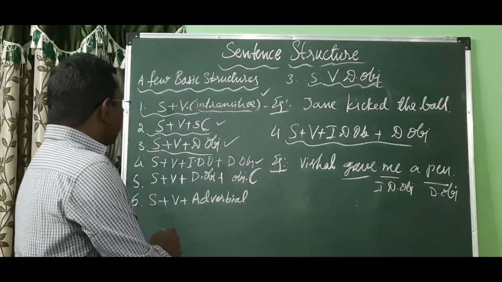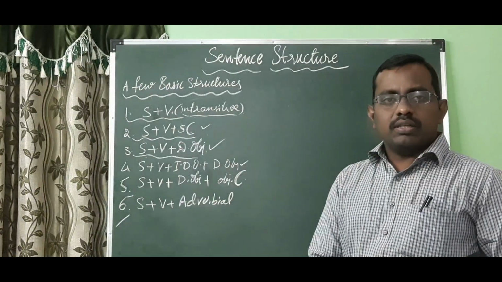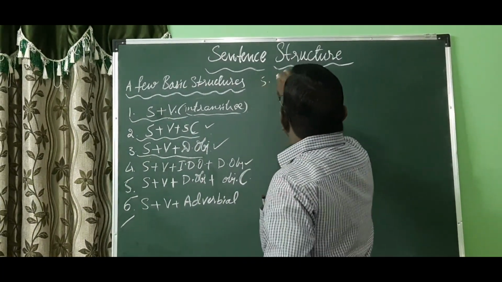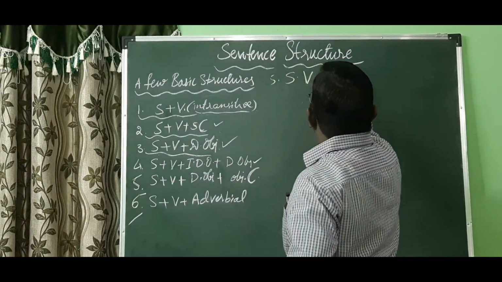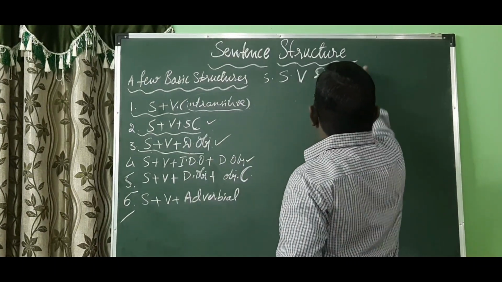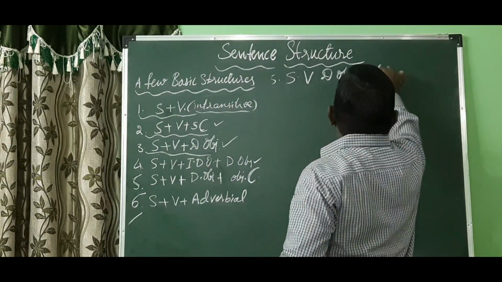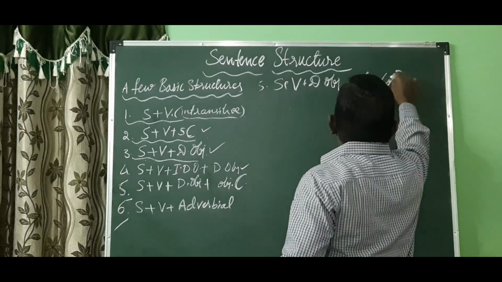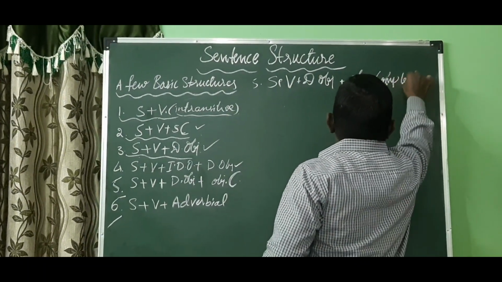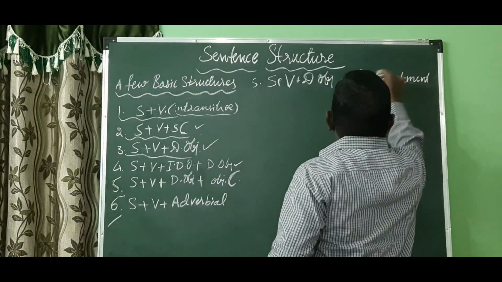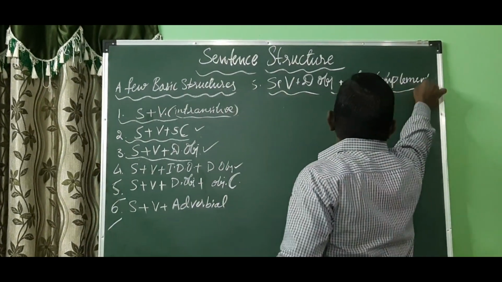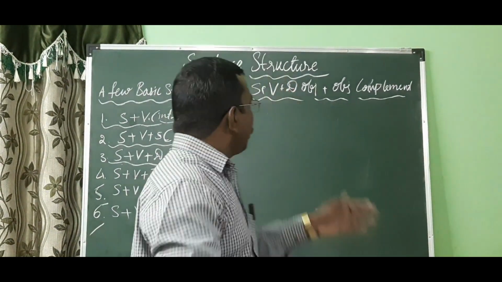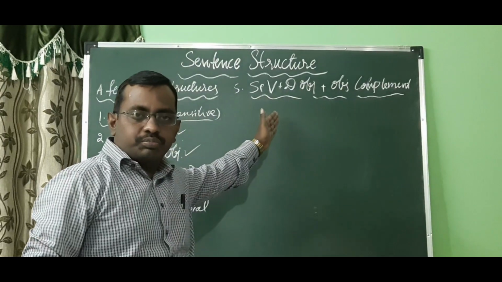Let us take another structure. Let us take a few examples of another structure, right? That is subject, verb, direct object plus object complement. Object complement. What is an object complement? Right? It is an adjective or a noun phrase that describes the object, that describes the direct object.